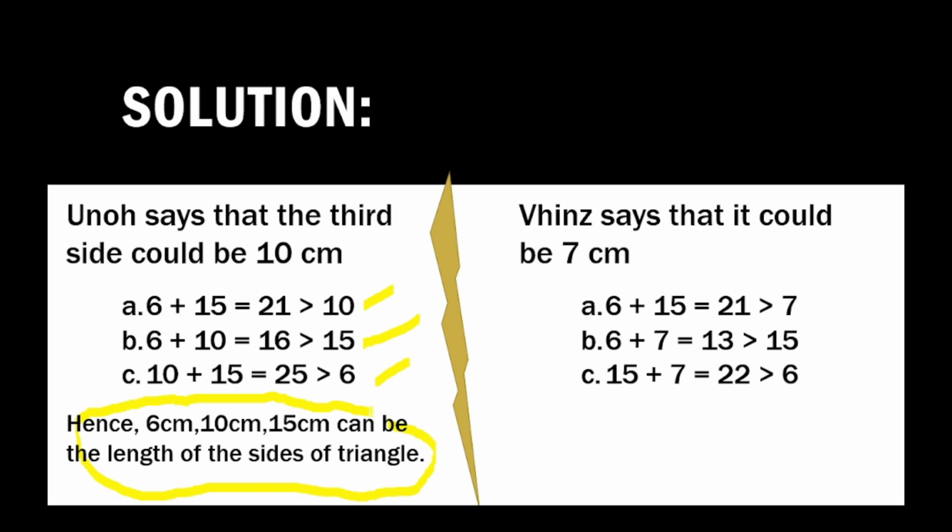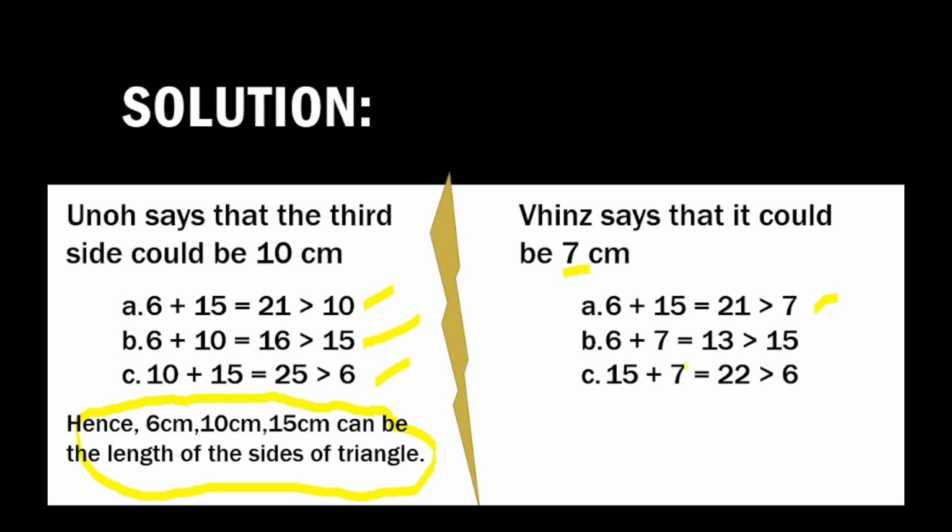Ay, wait. How about yung kay Vince? So, pwede rin kayang maging side ang 7 cm kung ang measure ng dalawa ay 6 at 15? Gawin din natin yung ginawa natin dun kay Uno. Irarambol natin, i-add natin ang dalawang side at dapat greater than sa natitirang side. Unahin natin yung 6 at 15. 6 plus 15 equals 21, at ang natitirang side ay 7. So, is 21 greater than 7?